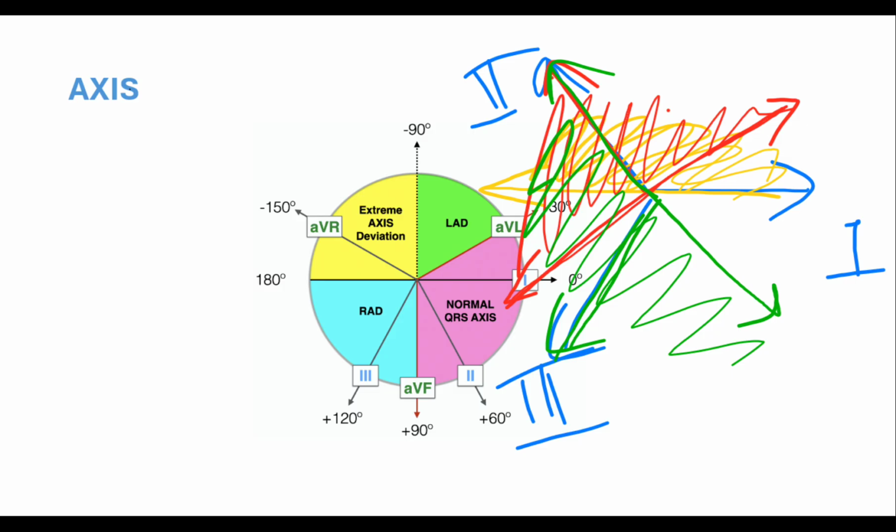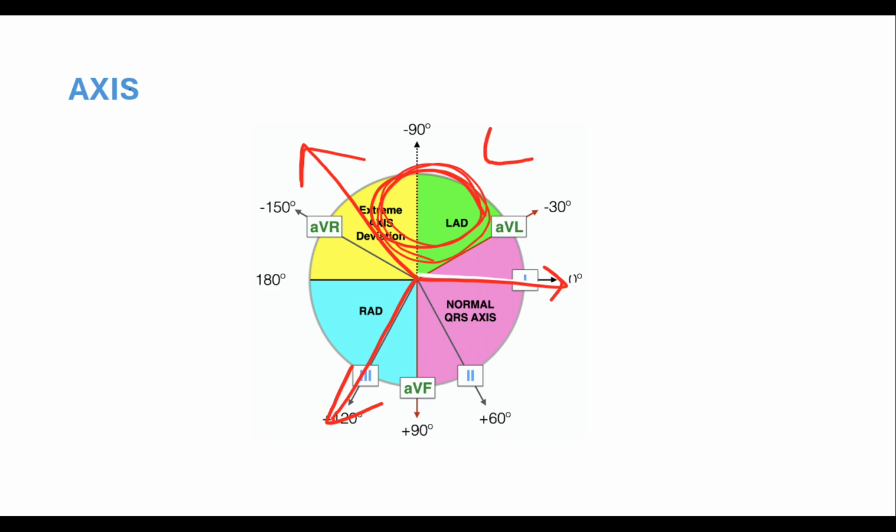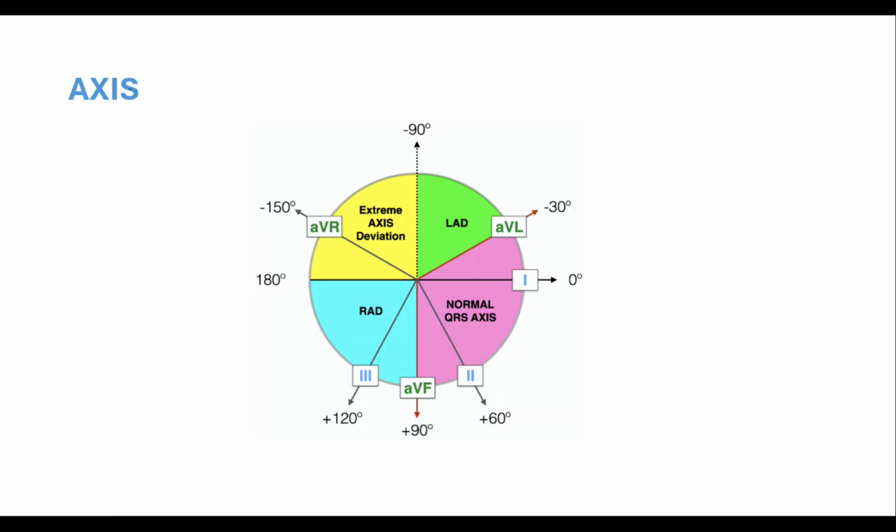Now see where all three are overlapping. Let me make it clear. Where is all three overlapping? Here you have lead 1 and lead 2, right? And lead 3. So what is this axis going to be? If lead 1 is positive, lead 2 is negative, lead 3 is positive, then the resultant is going to be somewhere over here. So it's going to be a left axis deviation.